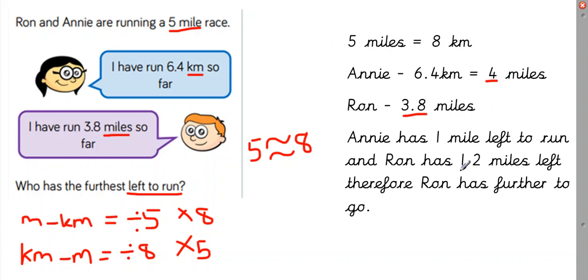And Ron has 1.2 miles left, therefore Ron has to go further, okay, because he's only run 3.8, so he's got 1.2 miles left to run to get to 5 miles, which means that he has run the least, therefore he has got the furthest left to run. Well done if you got that one correct.